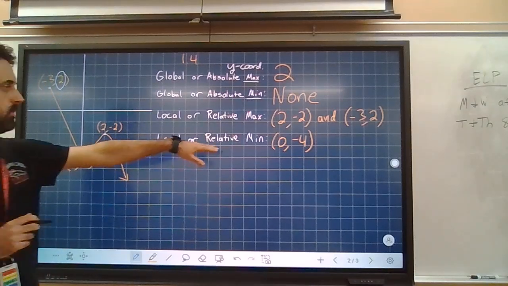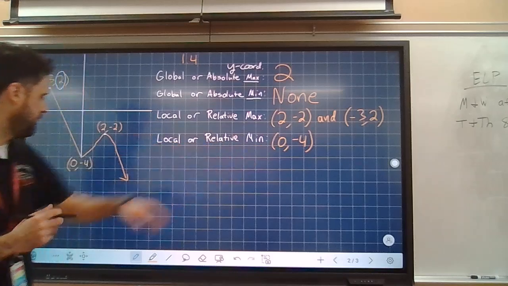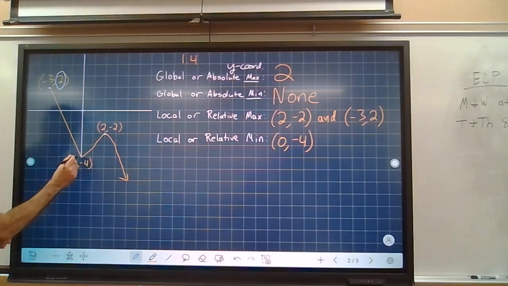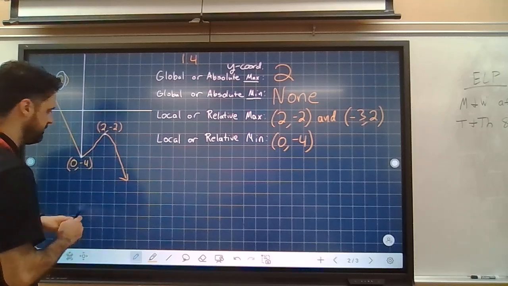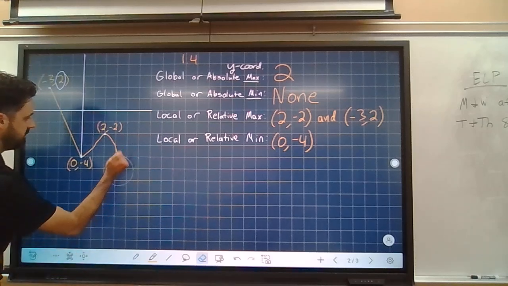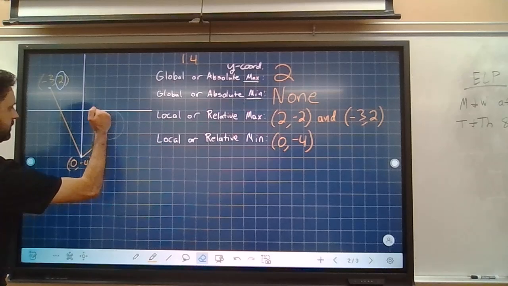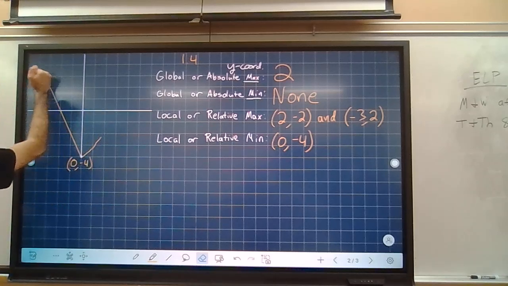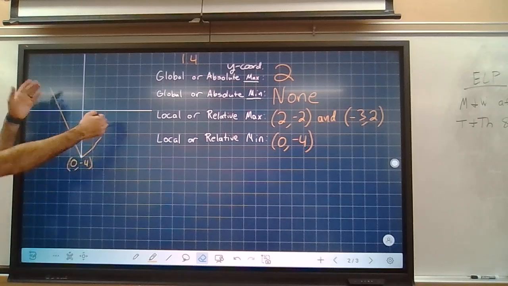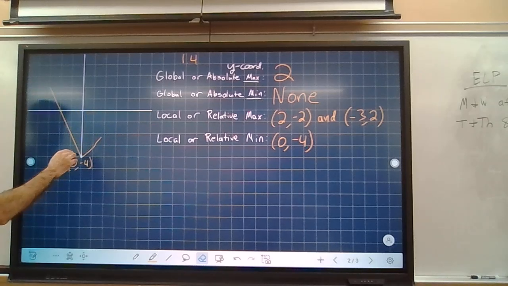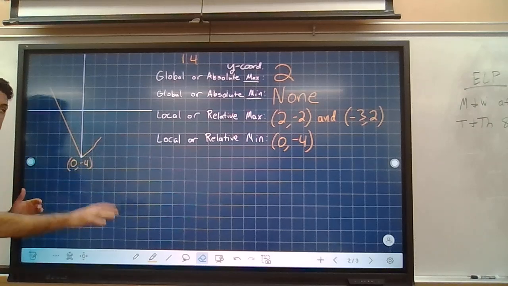The last one is the local or relative minimum. Well, that's going to be at a turning point. It's going to be right here because close to this, if I cover up the rest or even just erase some of it, if I get rid of everything that's not close to it, this is below everything else that is close to it. So relative to this point, it is a minimum, even though it was not the lowest point on the entire graph.